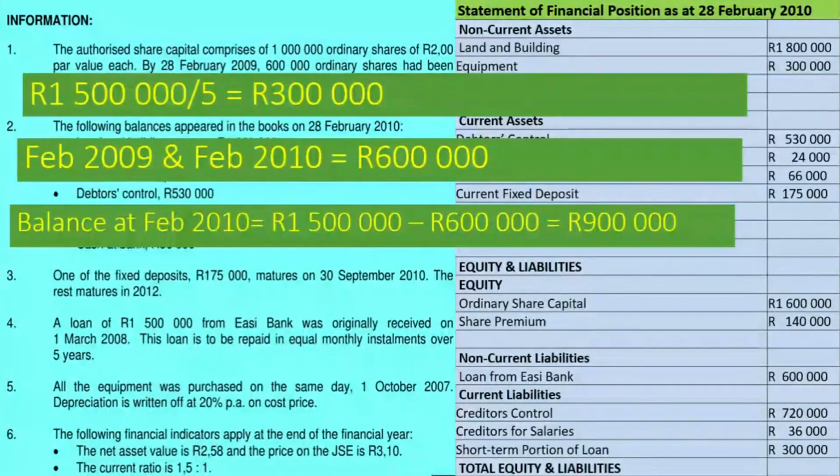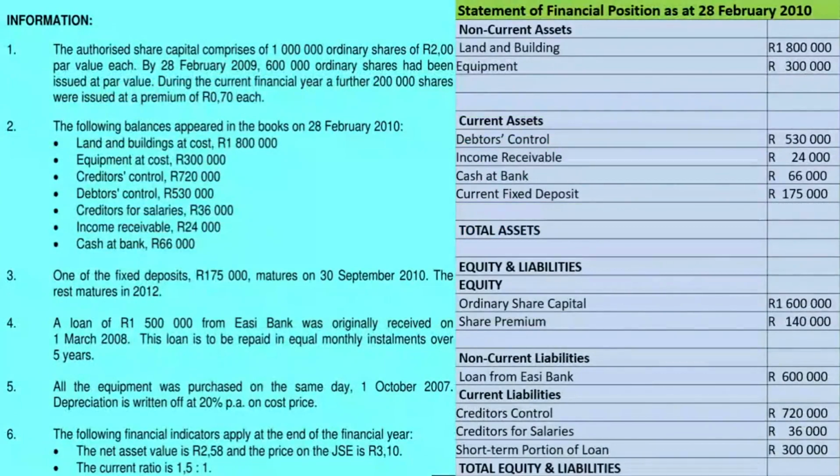Let's move on to number 5. All the equipment was purchased on the same day, 1st October 2007. Depreciation is written off at 20% per annum on cost price. So by 20% per annum on cost price, they're talking about the straight line method of depreciation.